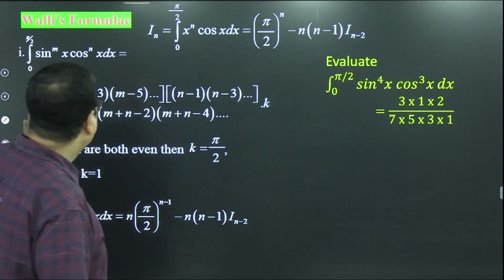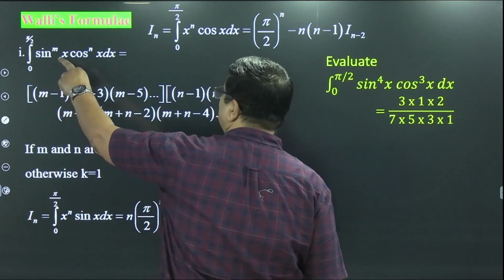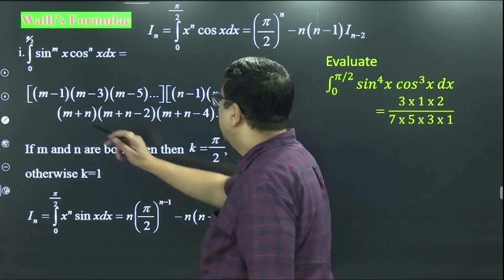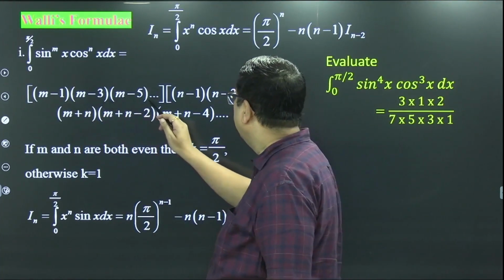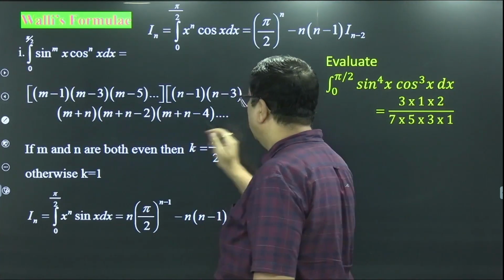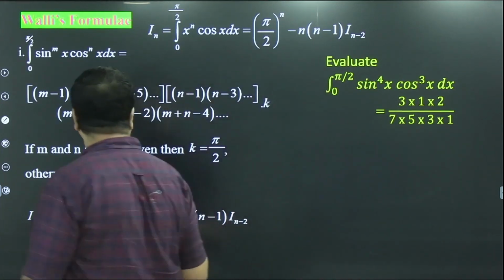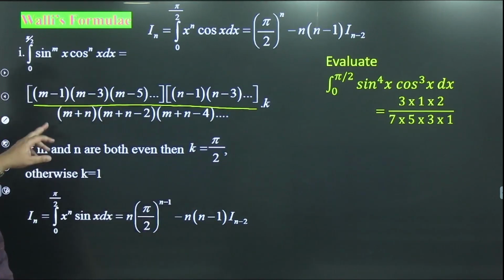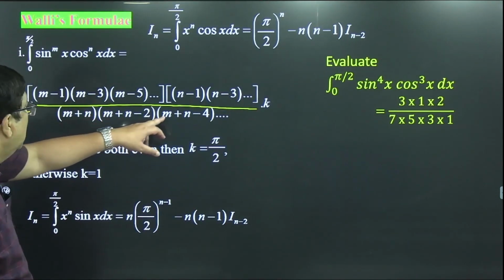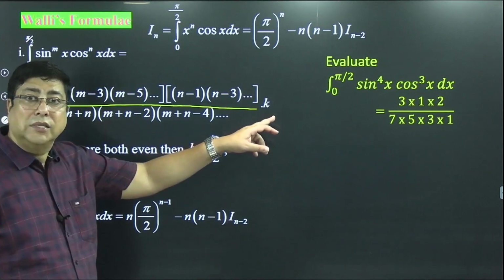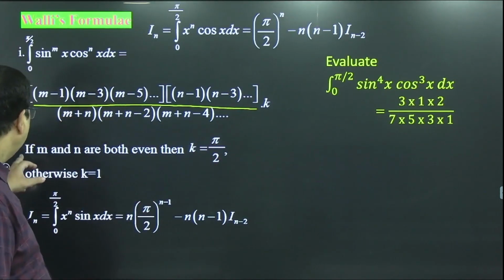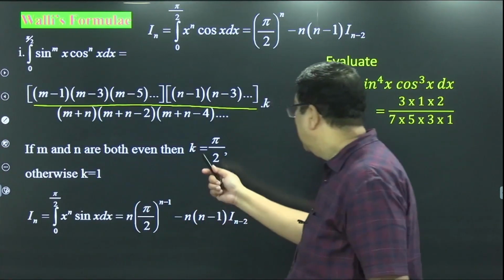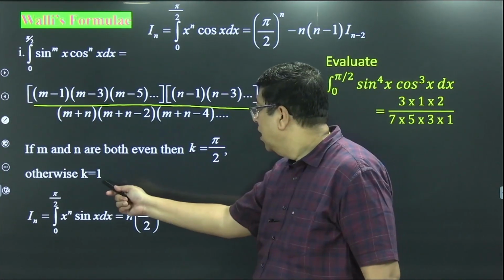Next, Wallis formulas. This is also a very important formula: 0 to pi by 2 of sin to the power m x into cos to the power n x, and the formula is (m minus 1)(m minus 3)(m minus 5) dot dot dot, (n minus 1)(n minus 3) dot dot dot, divided by (m plus n)(m plus n minus 2) continuing, with the last factor k. This is a printing error on the slide. And remember, if m and n are both even, then k equals pi by 2, otherwise k equals 1.